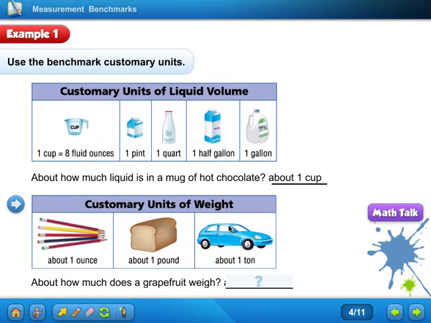So think about that. An ounce is a pencil. A loaf of bread is about a pound, and a car is about a ton. About how much does a grapefruit weigh?